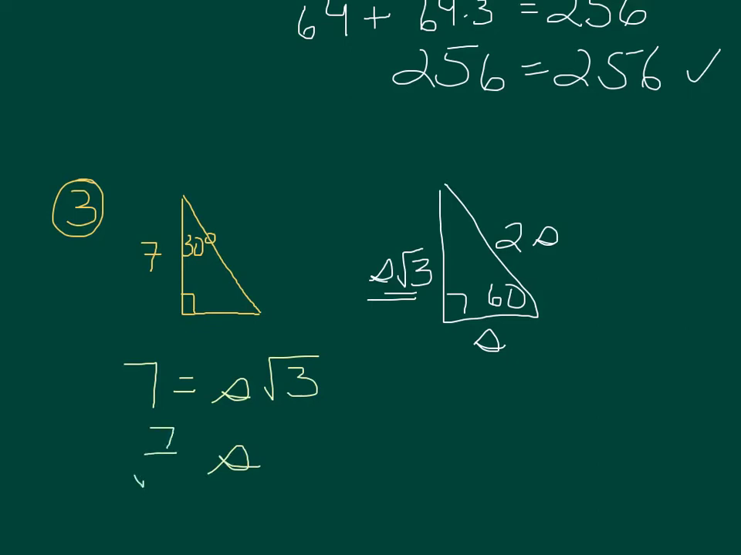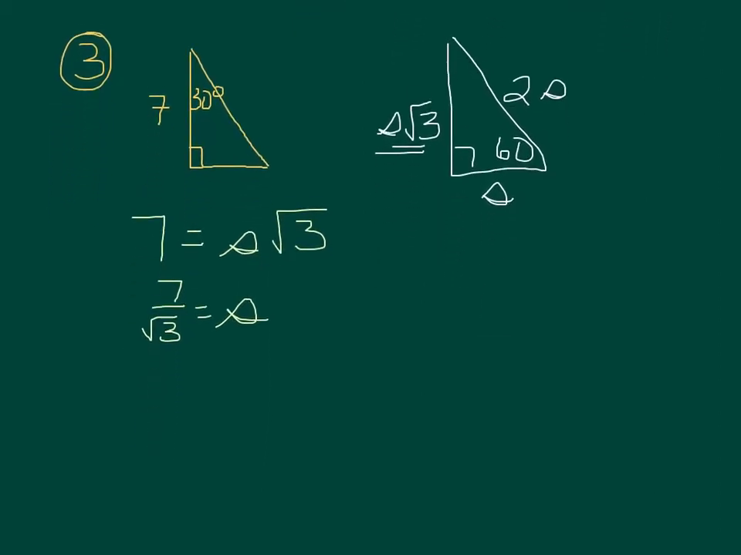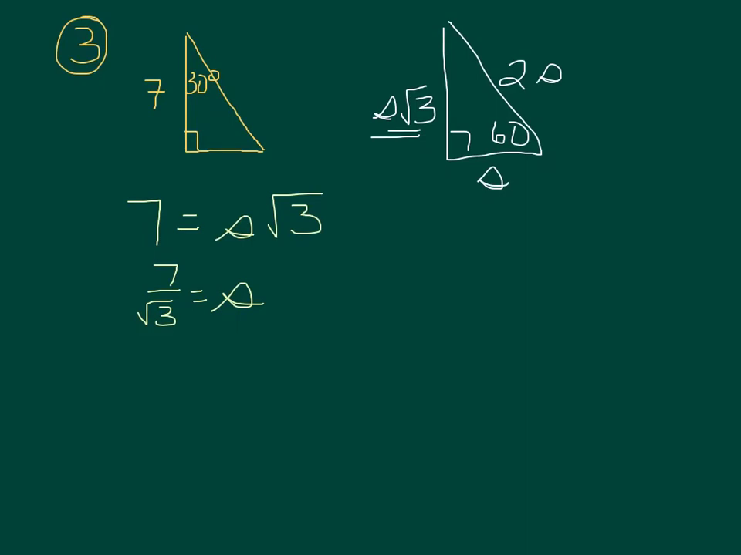And we will get 7 over the square root of 3, which for good mathematics, let's rationalize that denominator by multiplying top and bottom by the square root of 3 over the square root of 3. Remember rationalizing your denominator. The square root of 3 times the square root of 3 equals 3, and this becomes 7 root 3 over 3.